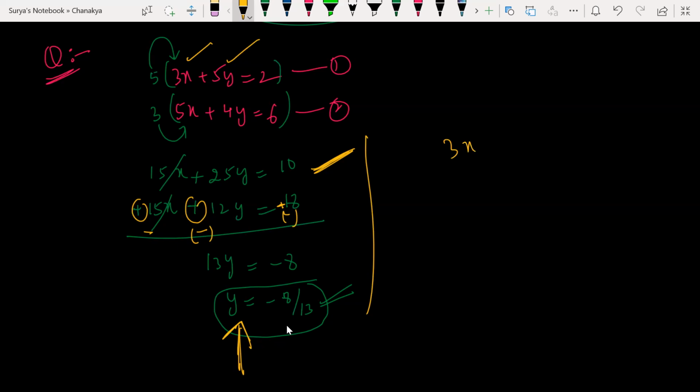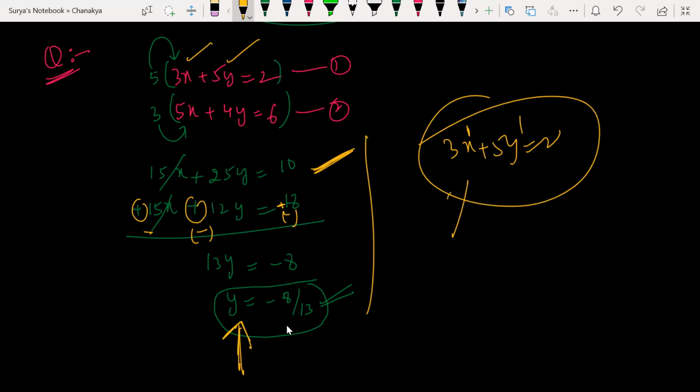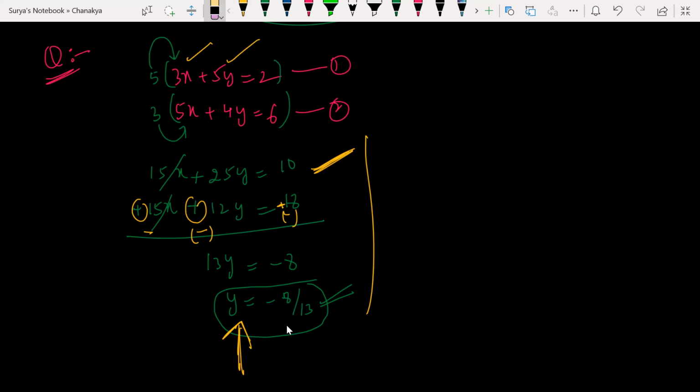So why are you calling this a linear equation? Look, what is here? This degree is 1, right? Degree is 1, right? That is why I'm calling this a linear equation. For solving linear equations in two variables, I'll be using this process. Clear?